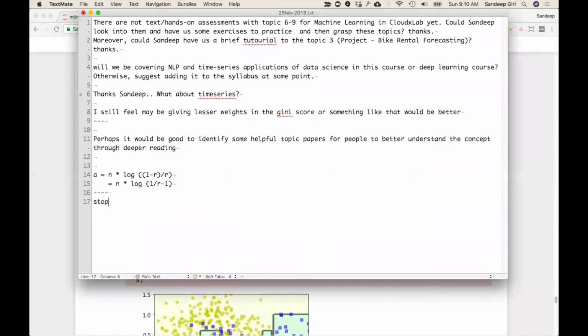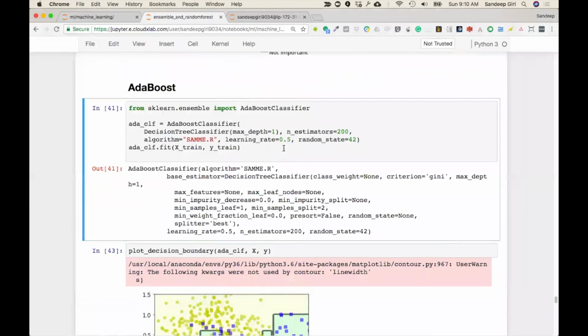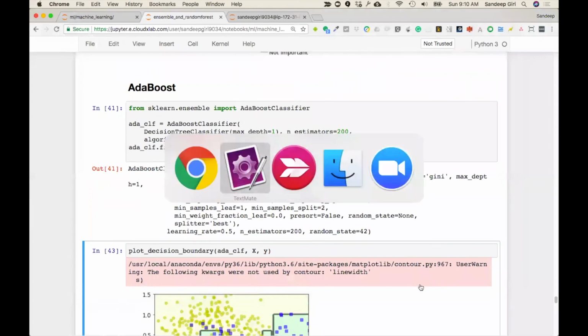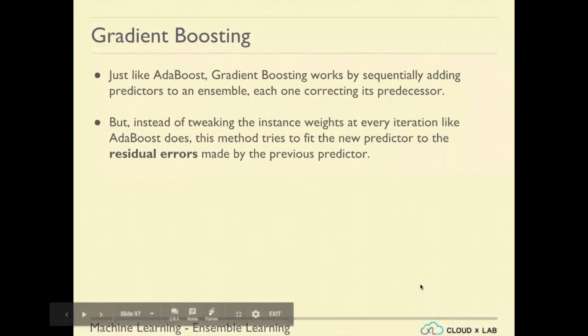Okay, stopping criteria for AdaBoost. Good, great set of questions. And all right, should we start?